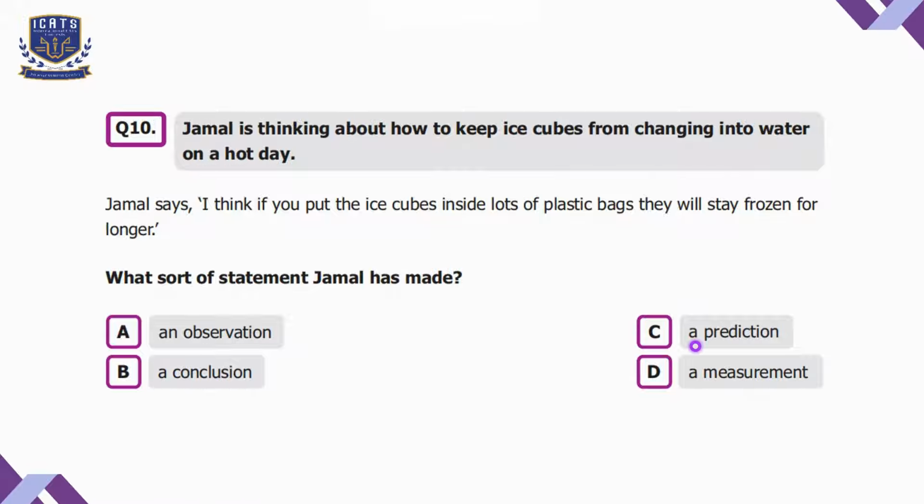Then option C is a prediction. Yes, it can be a prediction, because a prediction is a statement about what might happen in the future on the basis of reasons or your prior knowledge. And usually we use phrases like I think or I predict for a prediction. So here he has said, I think if you put the ice cubes inside lots of plastic bags, they will stay frozen for longer. So it is definitely a prediction. Option D is a measurement. A measurement involves quantifying data, such as timing how long ice cubes took to melt. So he has not taken any measurement, so we will select option C here.